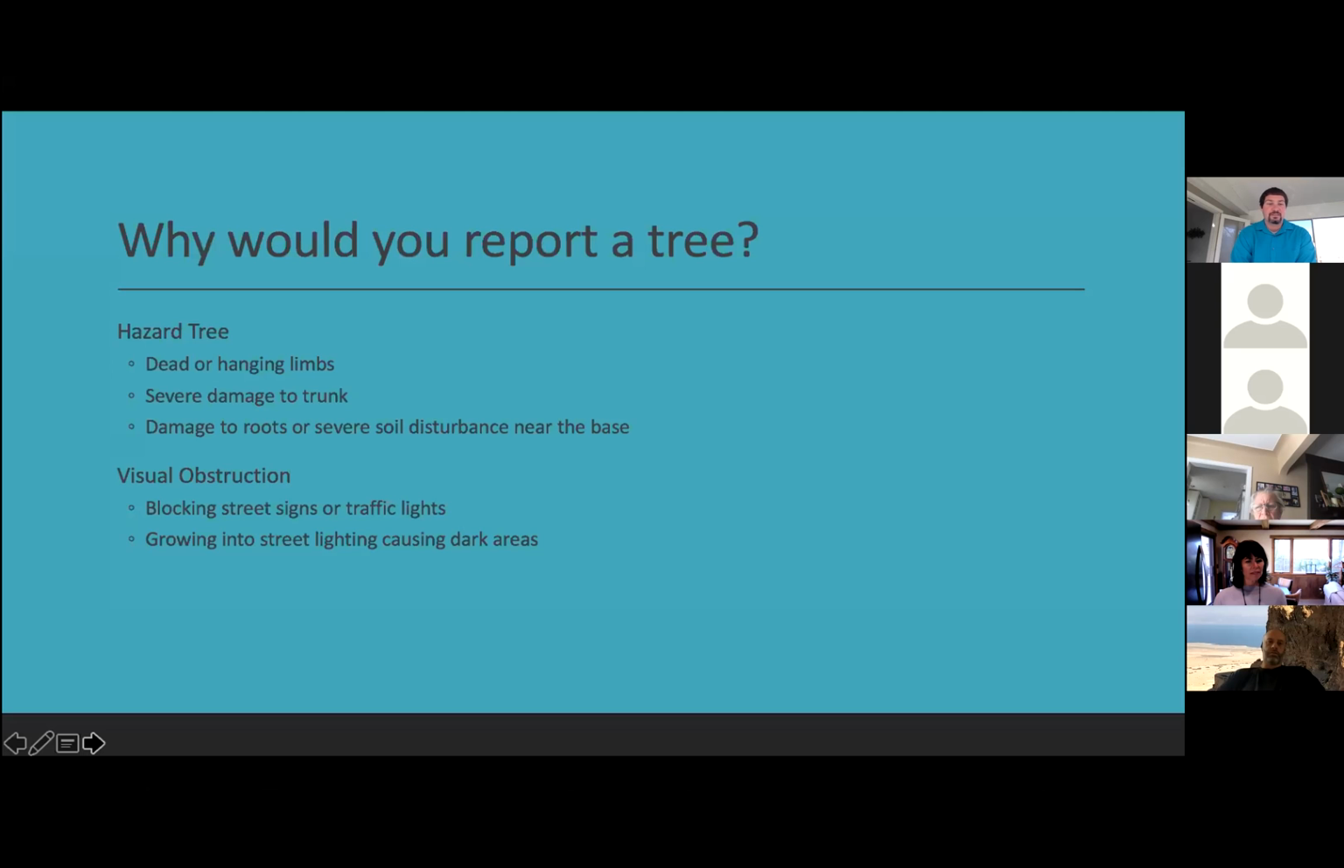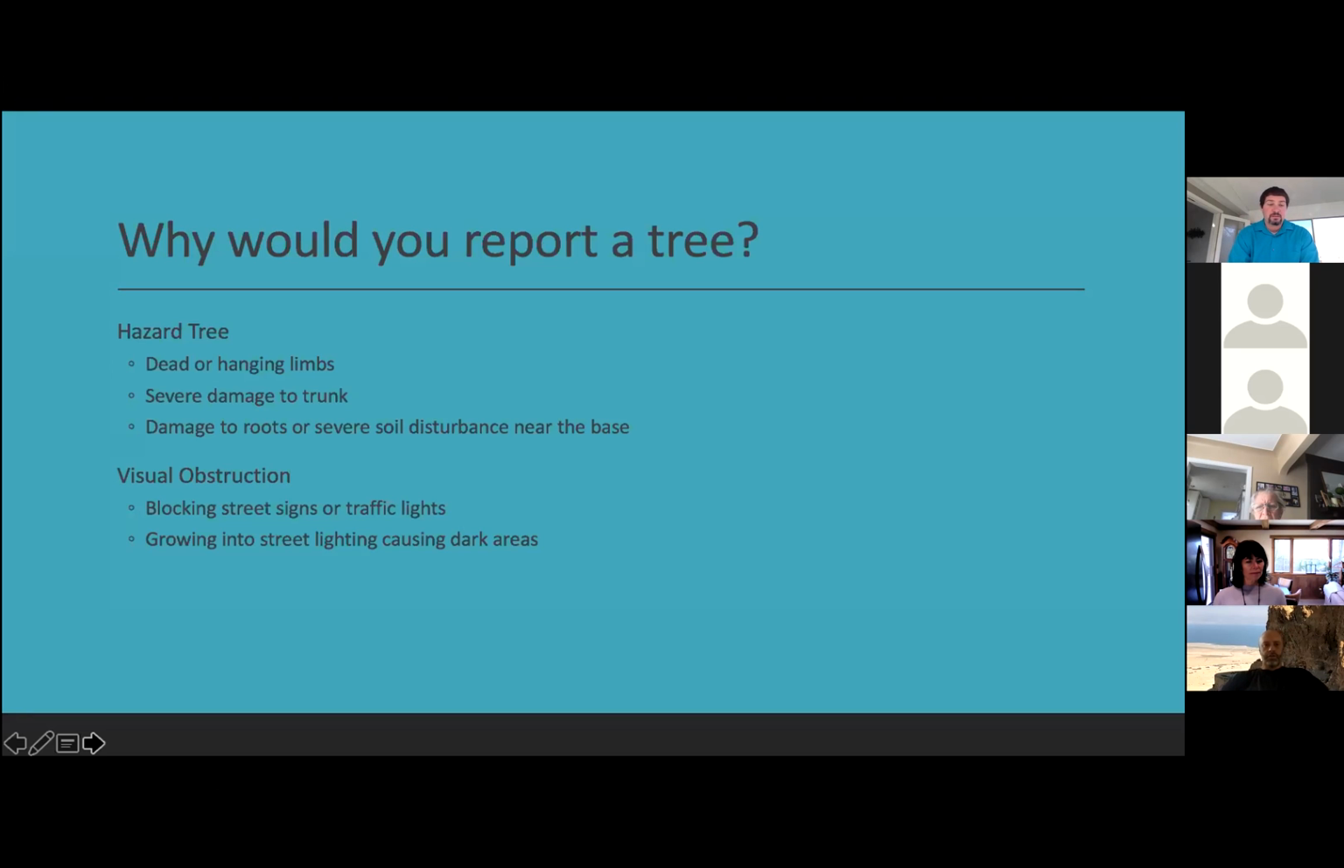If there's severe damage to the trunk, if you've got damage to the roots, or if you've got some soil disturbance near the base of the tree, if it's mounded, if it's cracking, things like that, tell somebody about it if you think that could be a problem.